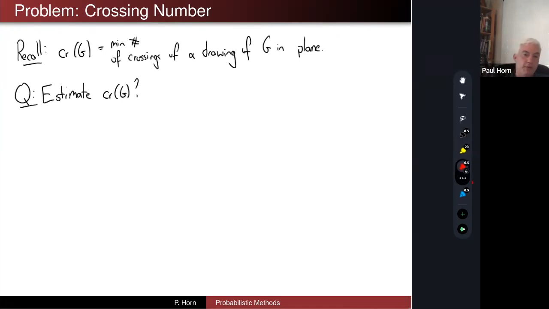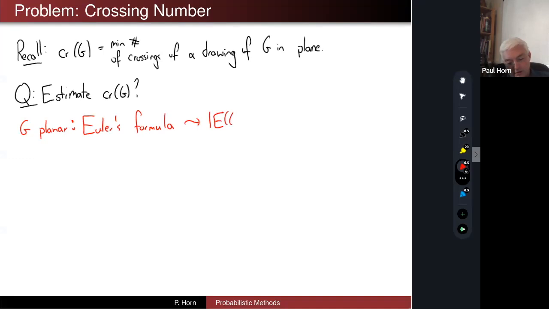The first thing that you might be able to say is, okay, if G is planar, then Euler's formula says I can't have too many edges. It implies that the number of edges in G is at most 3n. You can do a little bit better, like 3n minus 6, but nonetheless, what I've written is true.